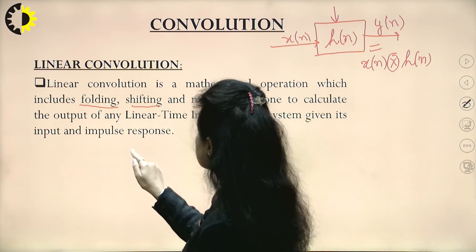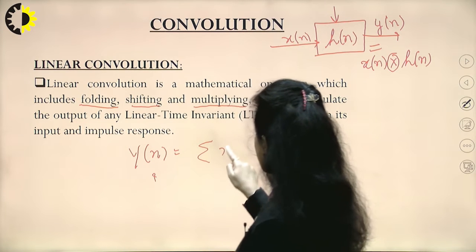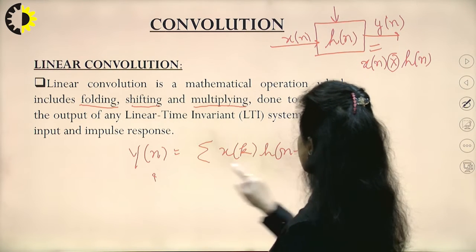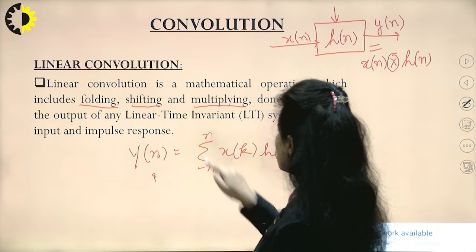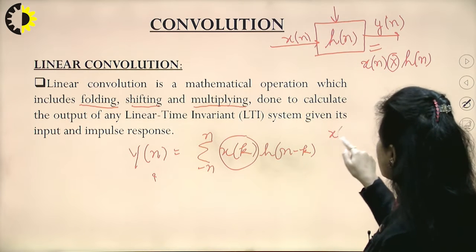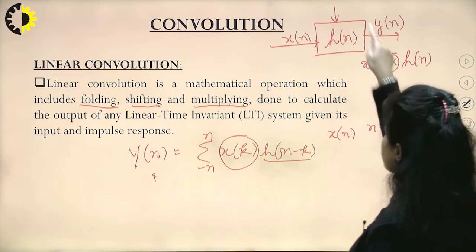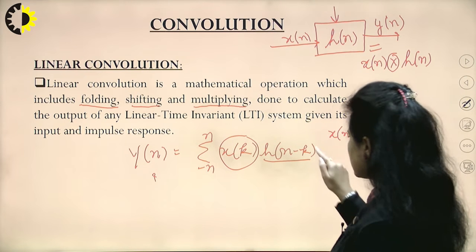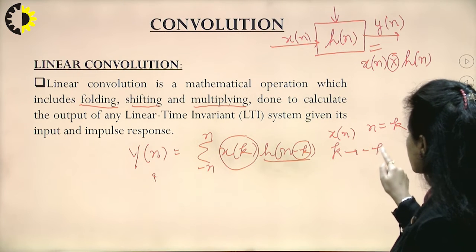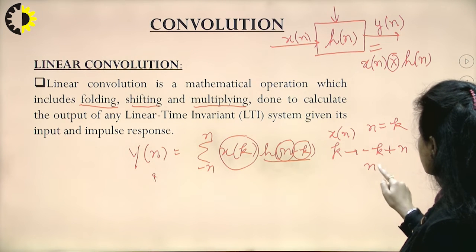That means if I define this convolution output y(n), it would be the summation of x(k) and h(n minus k). It may range from a certain value, say minus N to N. So x(k) is the value of x(n) at n equal to k at any sample point, and the second signal, the transfer function signal represented by h(n), has been folded: k has been converted from k to minus k, and n has been added here. So we represent it as n minus k.